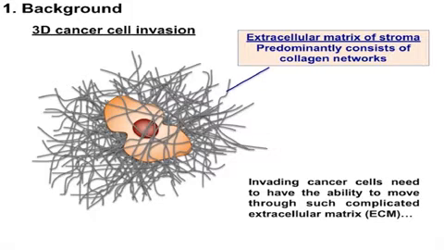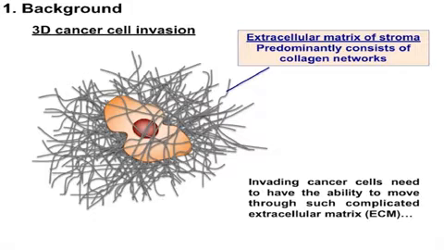So then how do these cancer cells invade and move through the surrounding stroma? The stromal environment of cancer in vivo actually predominantly consists of networks of type 1 collagen, like shown in this diagram. So from this diagram, we can imagine that the invading cancer cells should have the ability to move through such a complicated extracellular matrix like collagen networks.